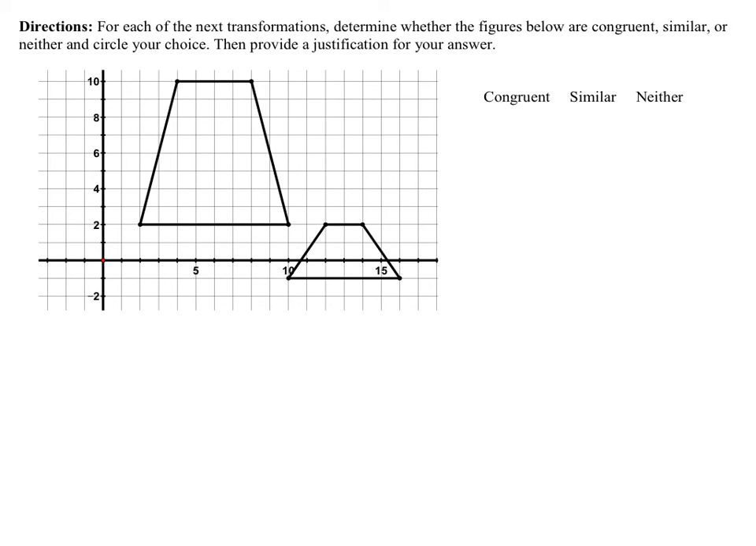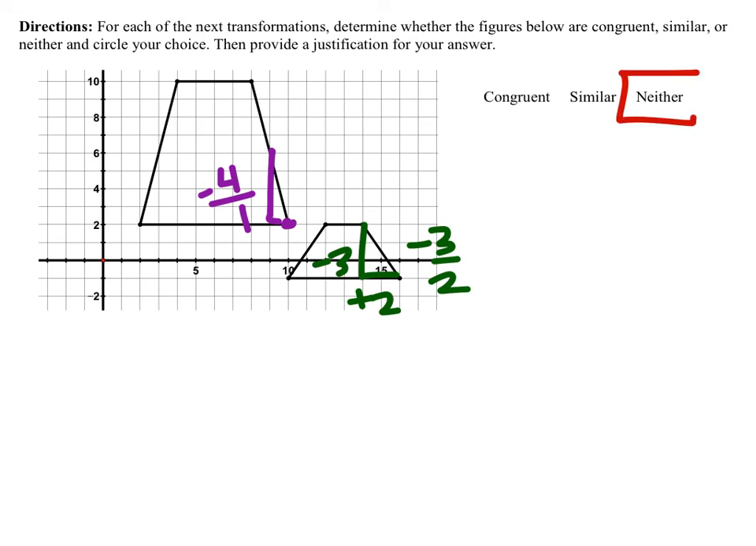For each of the next transformations, determine whether the figures below are congruent, similar, or neither, and we'll circle our choice, but we'll provide justification for these. So these two, if we look right here, for example, this slope right here is -4/1, while this slope right here is down 3 to the right 2, so that's -3/2. Since those two slopes are not the same, this one is neither.